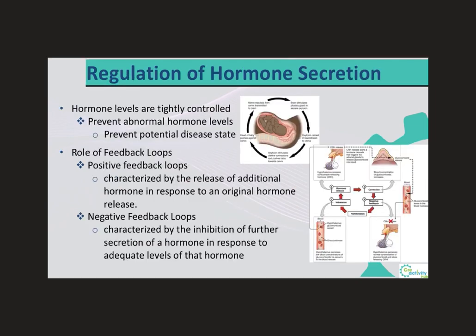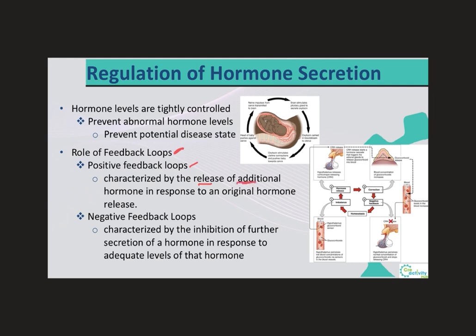To be able to prevent abnormal hormone levels and a potential disease state, the hormone levels must be tightly controlled. The body will maintain this control by balancing the hormone production and the degradation of the hormones. So feedback loops are the ones that will govern the initiation and the maintenance of most hormone secretion in response to various stimuli. So again, we have the positive feedback loop, which is going to be characterized by the release of these additional hormones. So positive, meaning that you're adding more hormones in response to an original hormone release.